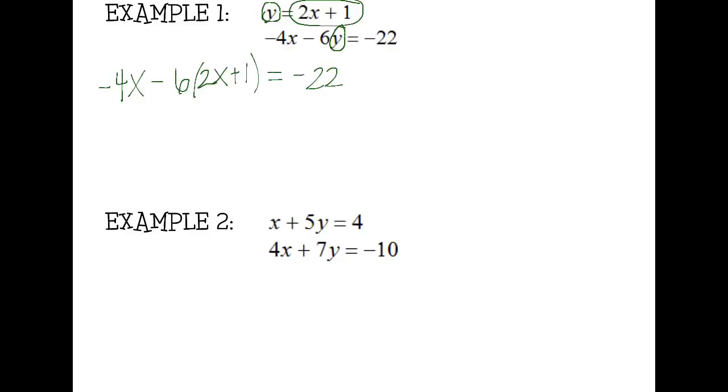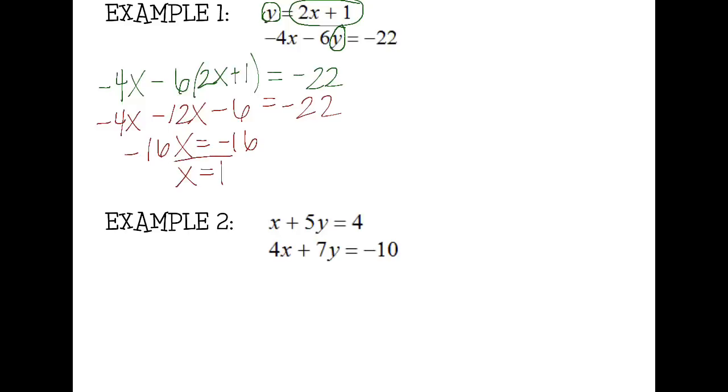And what just happened there is by substituting, we got rid of all y's in this equation, and instead we only have x's, which allows us to solve for x. So if I distribute that negative 6, we have negative 4x minus 12x minus 6 equals negative 22. Combining like terms, we have negative 16x, and I'm going to add the 6 to the other side. So negative 16x equals negative 16. Dividing both sides by negative 16, we get that x equals 1.